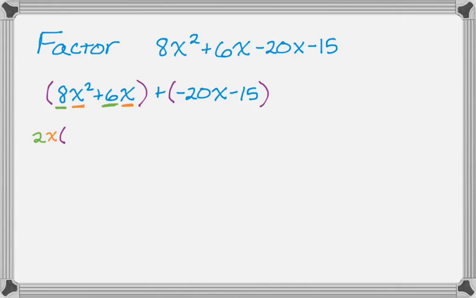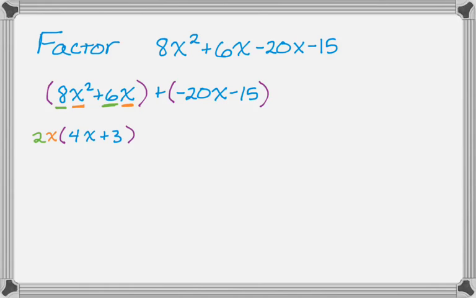Well, when you factor out the greatest common factor, what you're really doing is dividing each term by it. So I'm going to divide 8 by 2 and get 4, and divide x squared by x and get x. So I'm left with 4x. And then if I divide 6 by 2, I get 3, and if I divide x by x, I get 1. So really all I get here is plus 3.